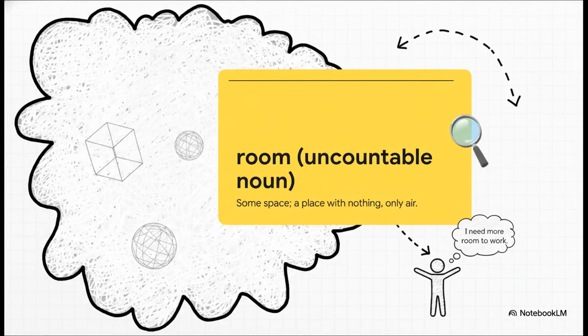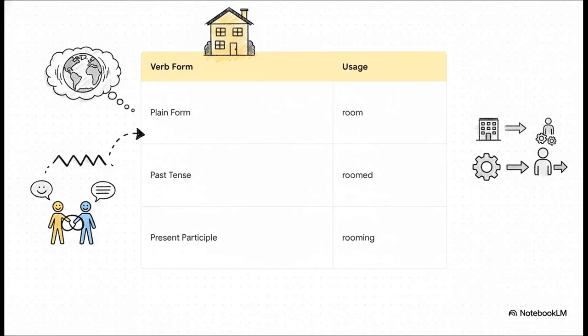But this is where it gets kind of cool and a little more abstract. The meaning totally shifts when room becomes an uncountable noun. So now it's not about walls at all. It's about the idea of space itself. Like the source says, it's just a place with nothing, only air. So, when you say, hey, I need more room to work, you're not asking for another office. You're just asking for some open space.